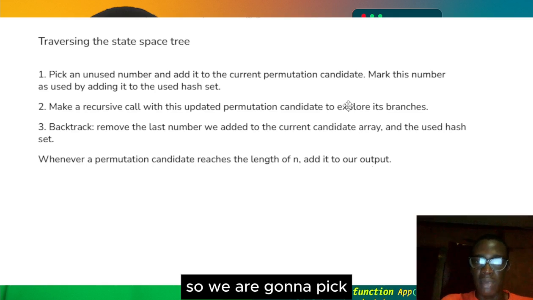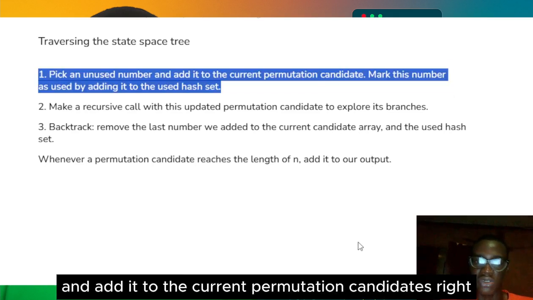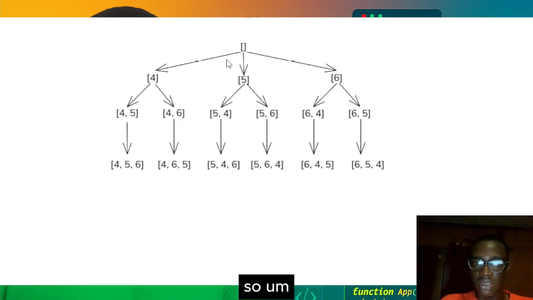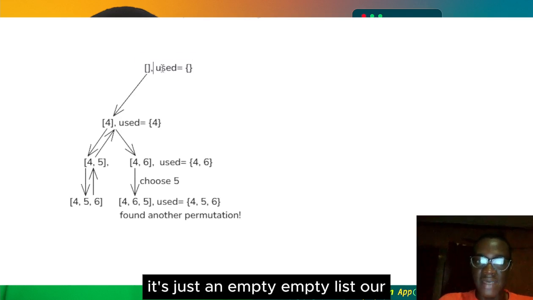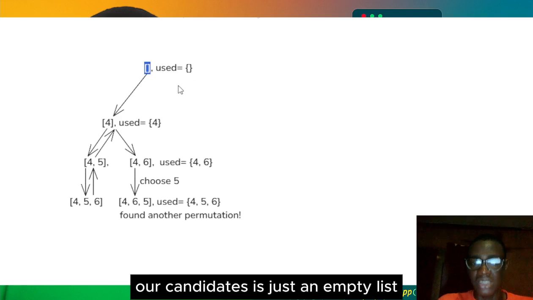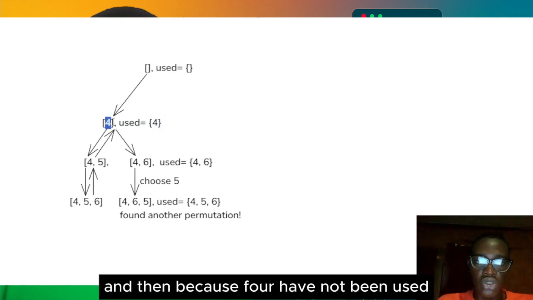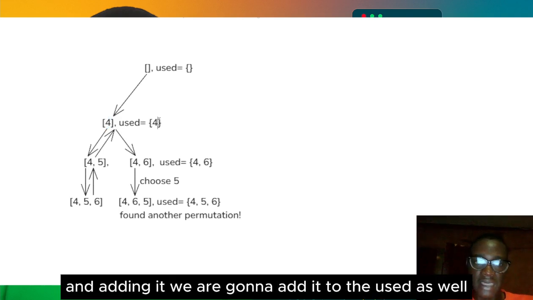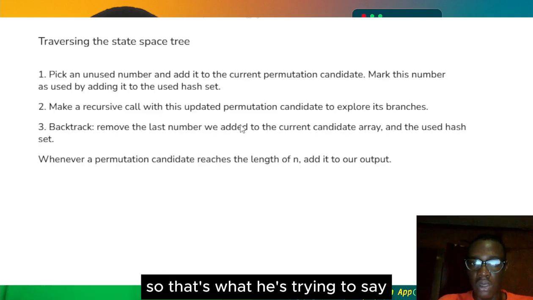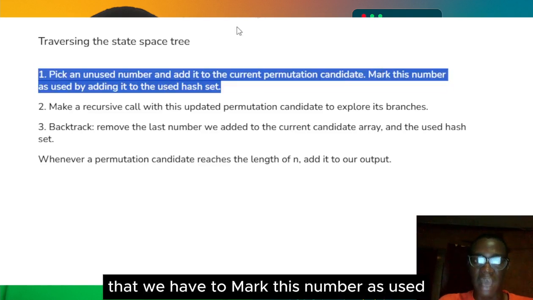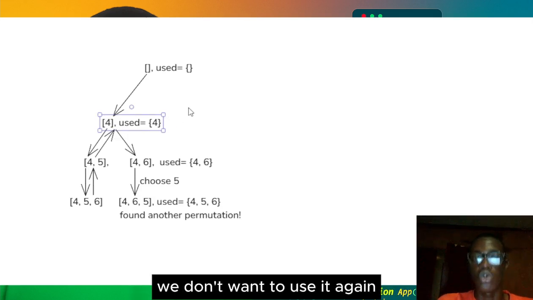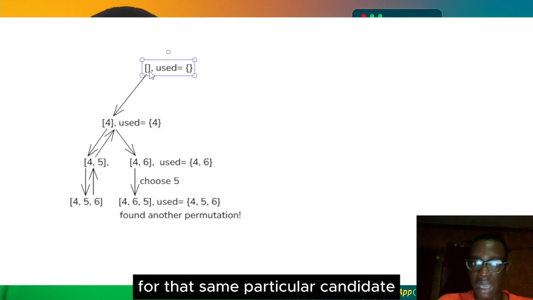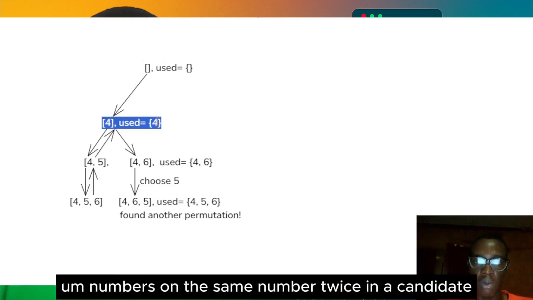So the first thing is to pick an unused number and add it to the current permutation candidate, just like what we did right here. Right now at the beginning, our candidate is just an empty list, and because 4 has not been used, we add it to the list, right? And adding it, we are going to add it to the used set as well. That's what it's trying to say: we have to mark this number as used by adding it to the used hash set. We mark it because we don't want to use it again for that same particular candidate. We don't want to have the same number twice in a candidate, right?